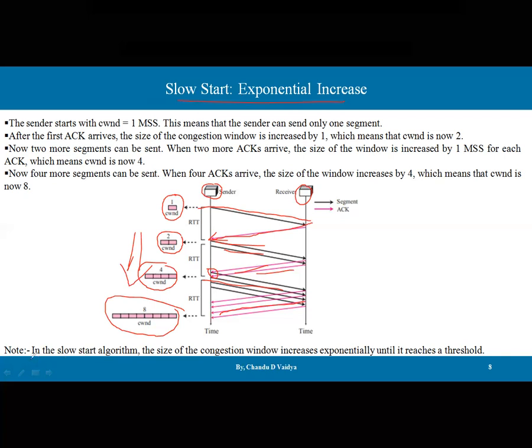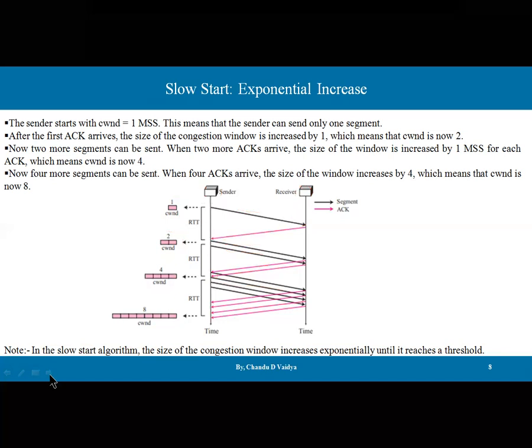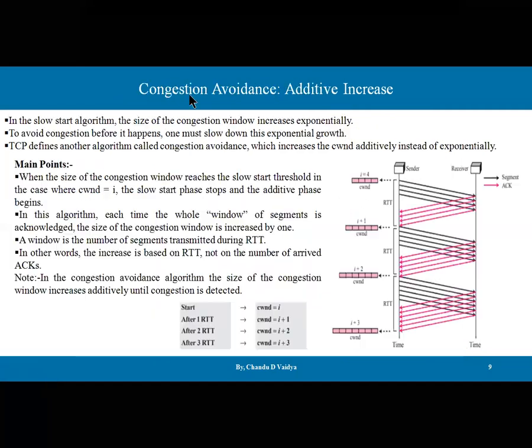In the slow start algorithm, the size of the congestion window increases exponentially until it reaches the threshold. So this is the main note over here. I hope this example is clear to you: in slow start, it starts slowly, with an initial value of, let's say, 1, and then it is increased exponentially in powers. So this is slow start.